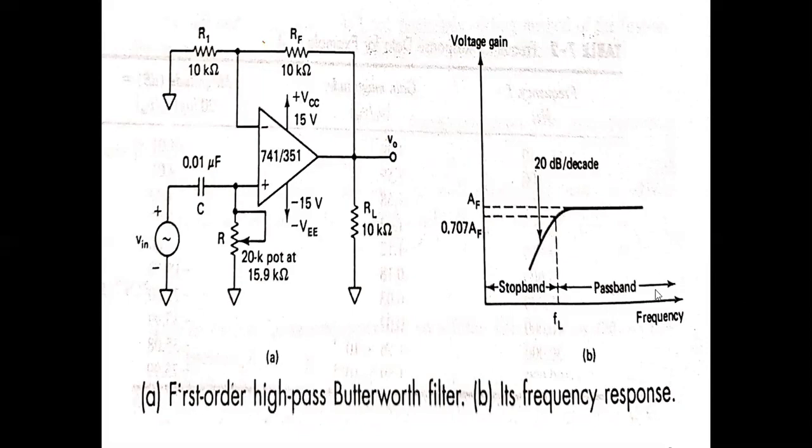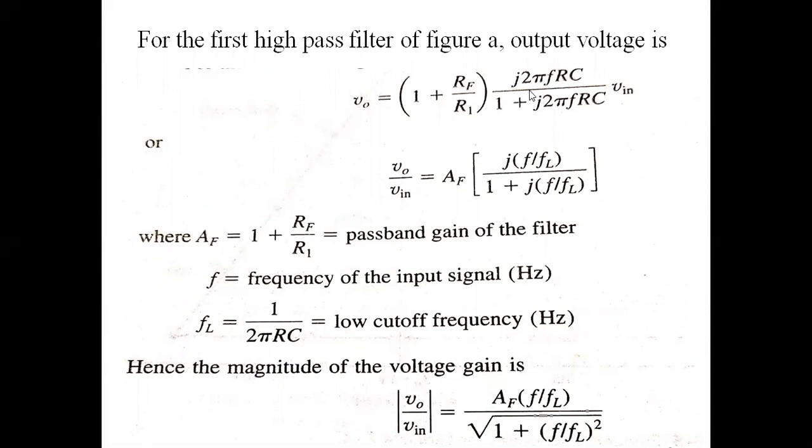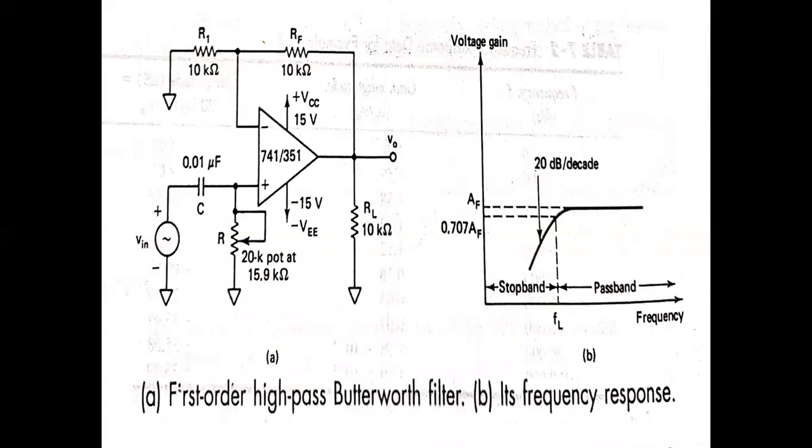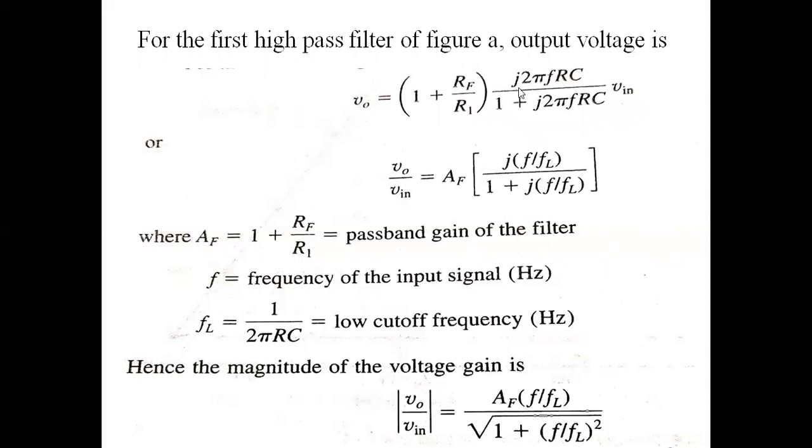Okay, in this way, for the first order high pass filter of figure A, the output voltage V0 is determined by the passband gain, that is 1 plus RF by R1, into the voltage across this resistor, which is obtained by applying the voltage divider rule, and we can simplify the equation as j 2 pi RC divided by 1 plus j 2 pi f RC, into Vin, right?